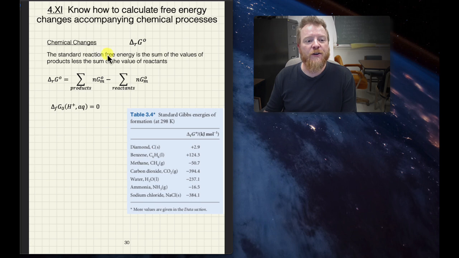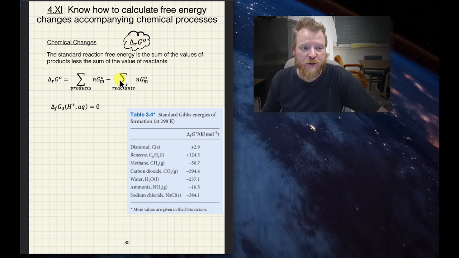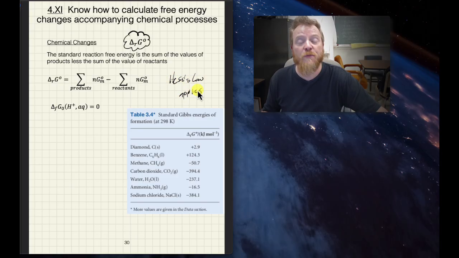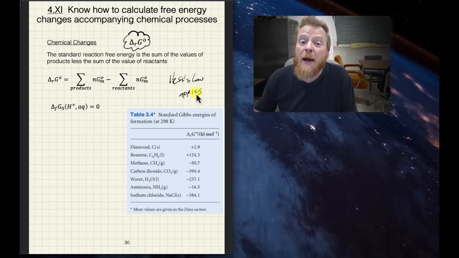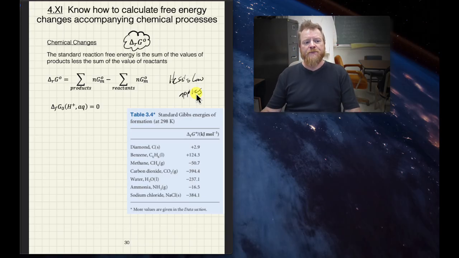So our standard reaction free energy is the quantity that we're interested in when talking about free energy changes with chemical reactions. And it's the same formula that we've discussed before: the sum of the products minus the sum of the reactants. We remember also that Hess's law applies. So if we have multiple steps in a mechanism, we can add those up to get our total reaction, and we add up the corresponding free energies.